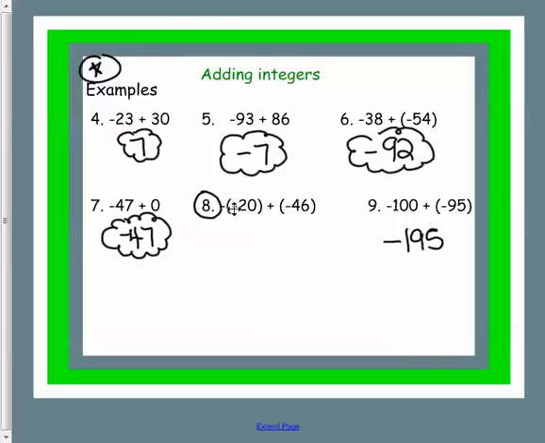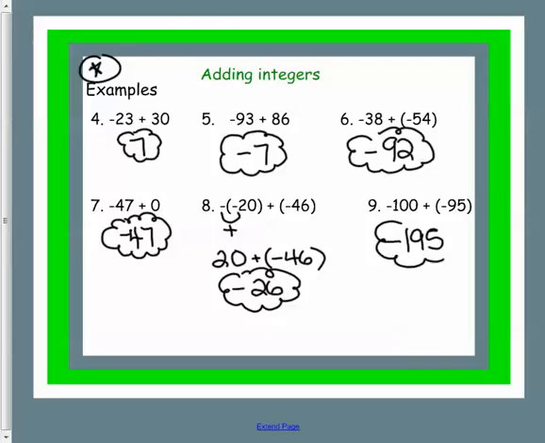Now, this one's tricky. This symbol out here means negative. This symbol here means negative. So it's kind of what we call a not. It ends up being a positive. Like if I say I'm not going to the store, then I am going to the store. It's grammatically incorrect, so we have to fix it before we can work with it. So this ends up being a positive 20 plus a negative 46. So take 20 away from 46 and we get 26, and it's negative because the 46 has the greater sign. And those are our answers for those examples.